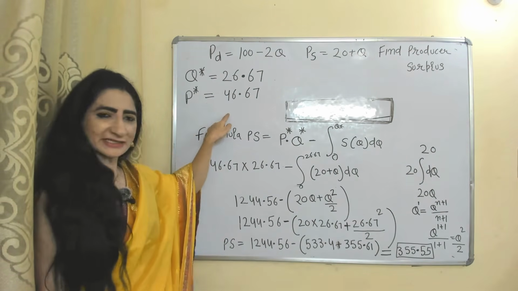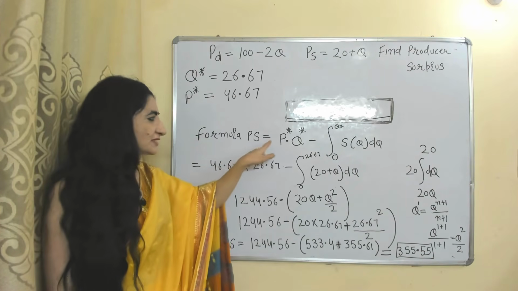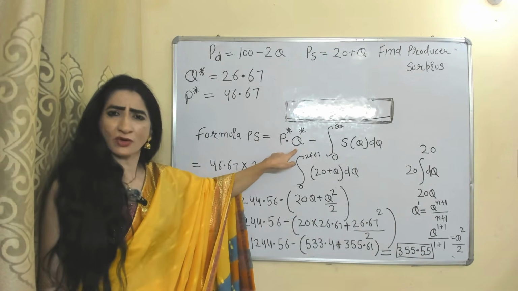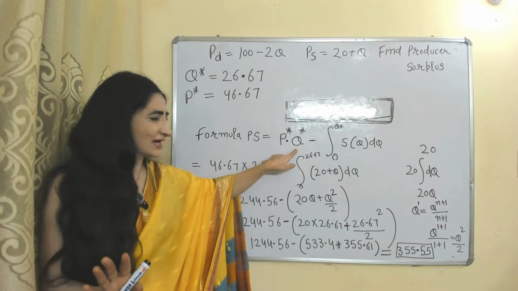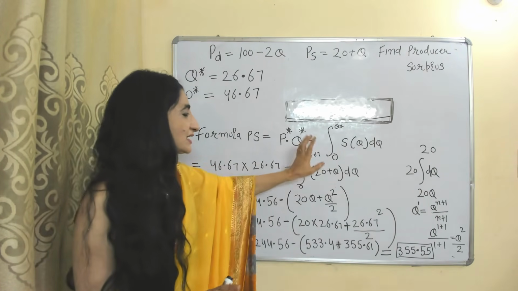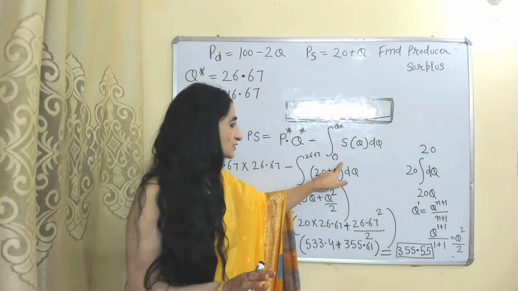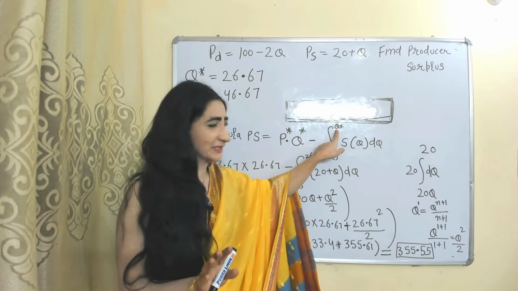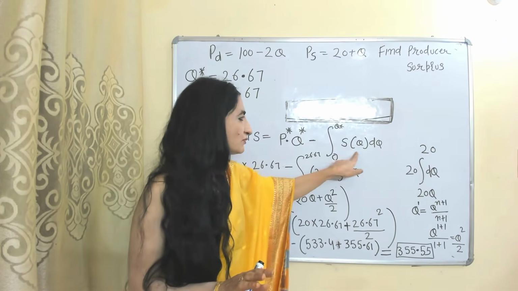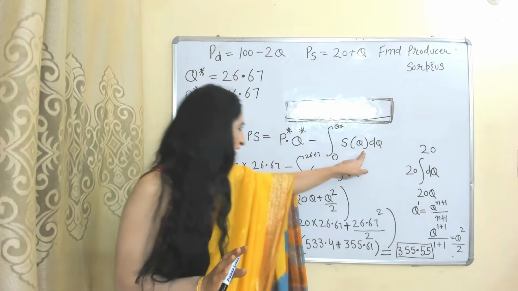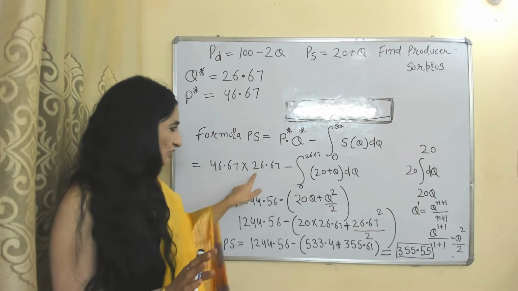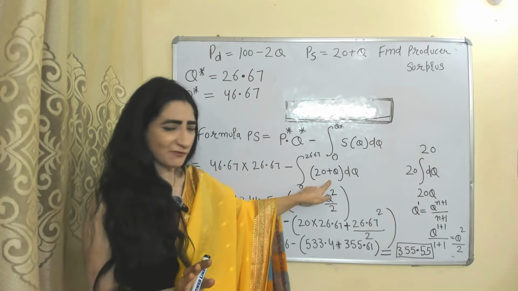The formula for producer surplus is P star times Q star, or you can write total revenue, both are the same, minus the integration of the supply function from 0 to Q star quantity. This is our supply function. We will integrate the supply function from 0 to Q star.